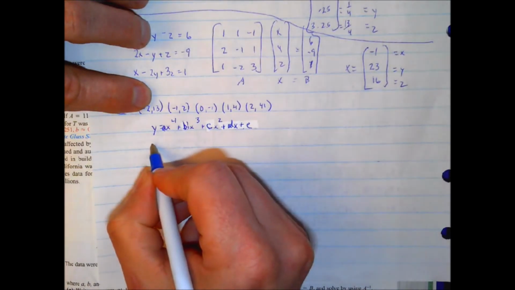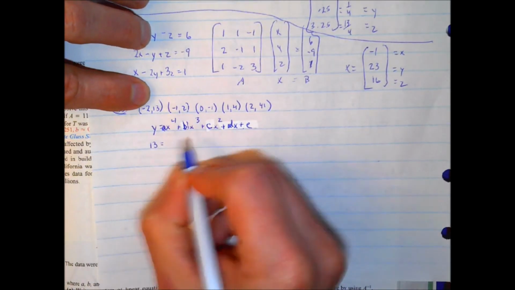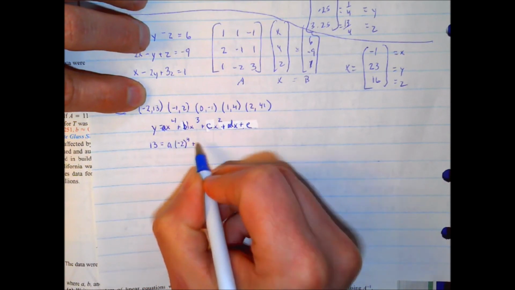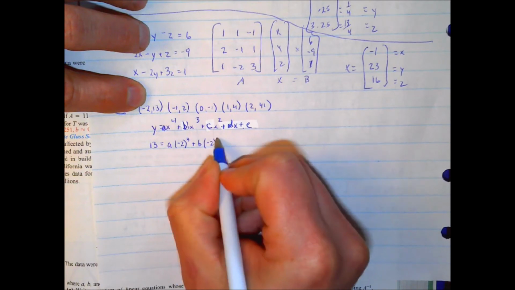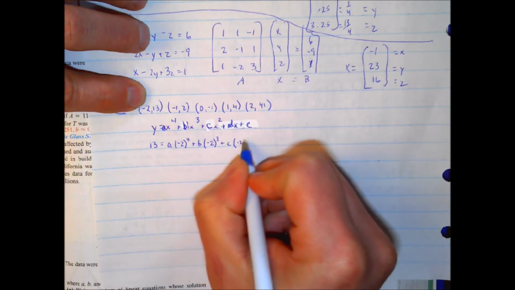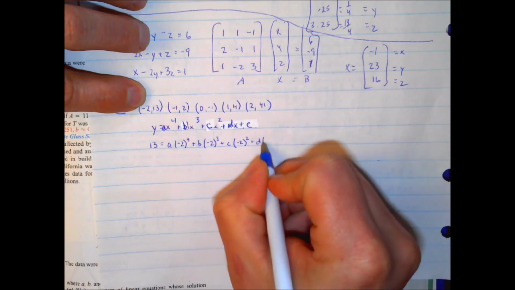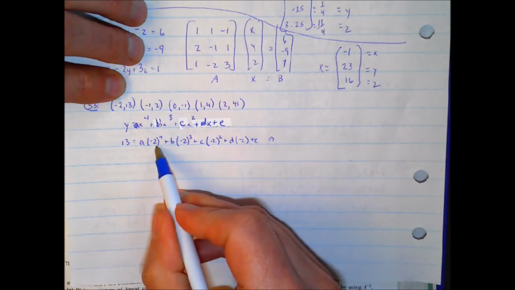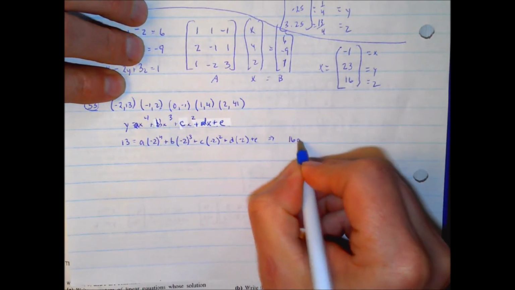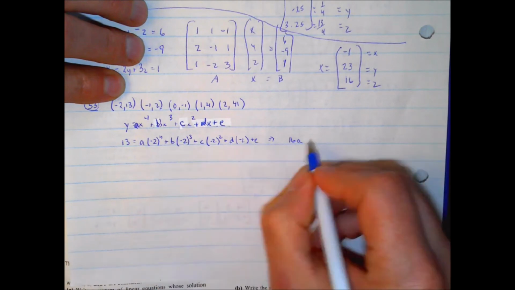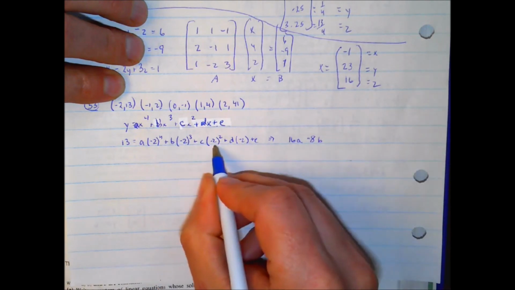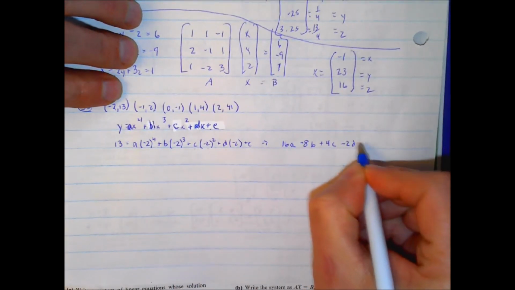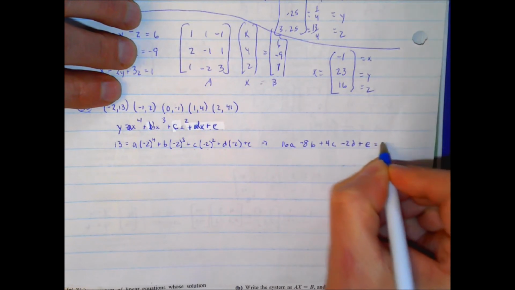My y is a 13 and I have to plug in the negative 2 for the x. Okay, gives us the equation. Negative 2 to the 4th would be 16a. Negative 2 to the 3rd is negative 8, so negative 8b. Negative 2 squared is 4, so plus 4c. And minus 2d plus e equals 13.